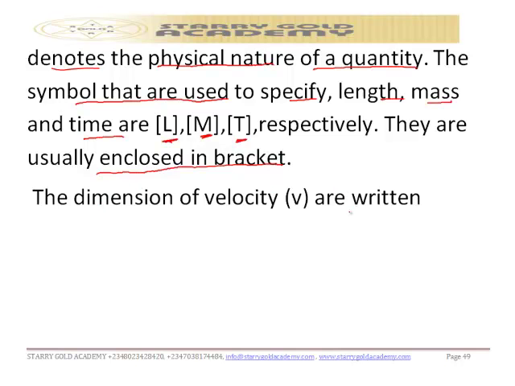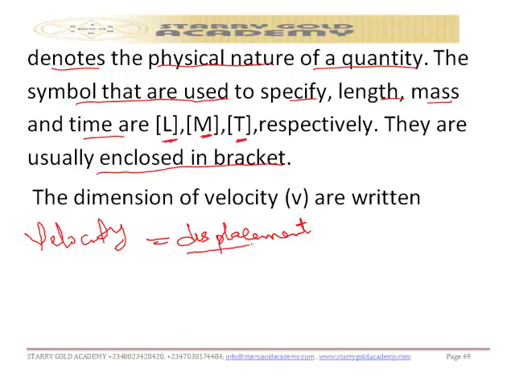Now, the dimension of velocity is written as displacement over time. Displacement is length L, all over T. L over T, which can be written as LT inverse. LT inverse, LT raised to the power of minus 1. Are we clear now? Just like 1 all over 2 can also be written as 2 inverse. Are we clear now?